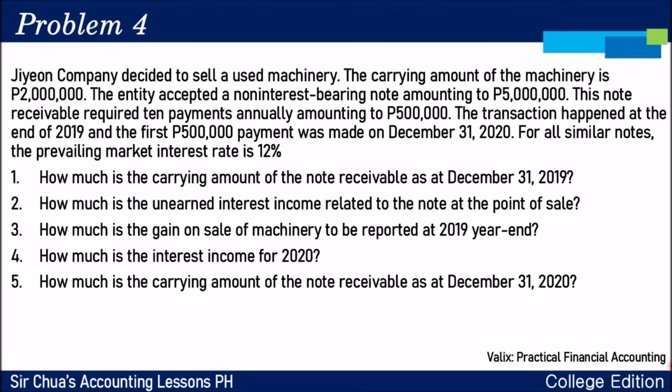So, we have 5 questions here, which is the carrying amount of the note at the end of 2019, and how much is the unearned interest income or yung interest component na nasa loob ng 5 million. And then, syempre, dahil nagbenta tayo ng machinery, kukumputin din natin yung gain on sale. And then, yung interest income na marirealize natin after 1 year, dahil dumaan na yung 1 year at nagbayad na yung bumili sa atin ng first 500,000.